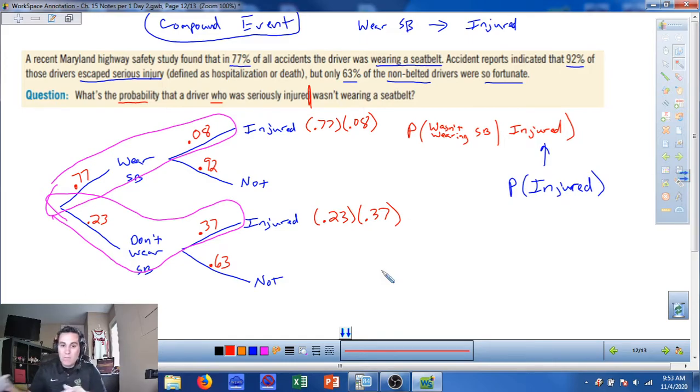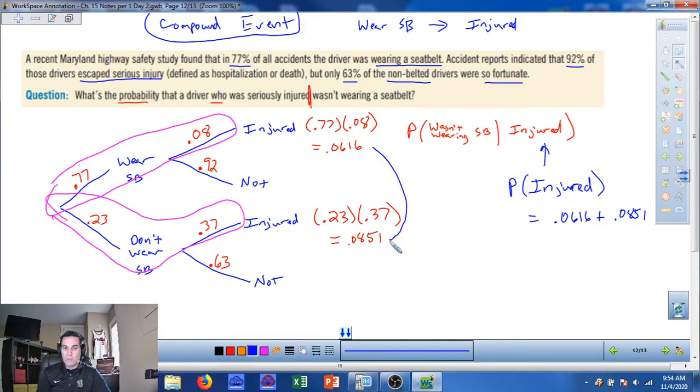So I go ahead and use my calculator and calculate those out. 0.77 times 0.08. So there's a 0.0616 chance you get injured on that one. And on the other one, a little higher, 0.0851. You get injured on that branch. So the probability of getting injured is going to be 0.0616 plus 0.0851, right? You add up the two branches for getting injured, and that's your probability of getting injured. I get 0.1467. There's a 14% chance we get injured. I put it in a cloud, okay? We're saving it for later. It's in the cloud. So 0.1467 is our probability of getting hurt.